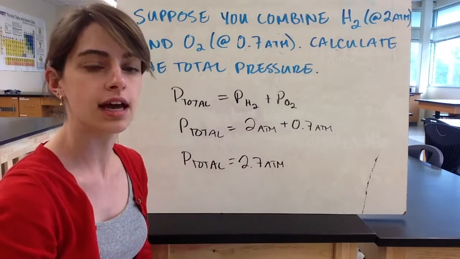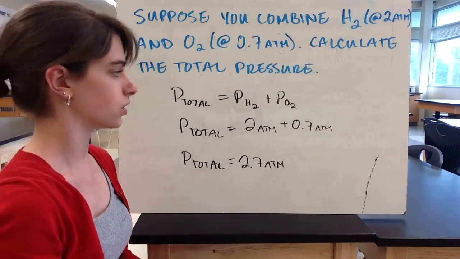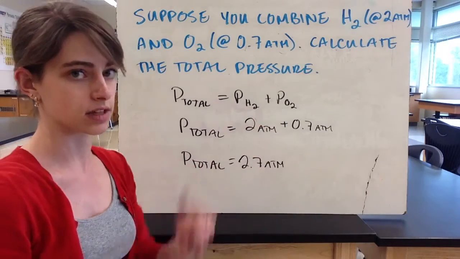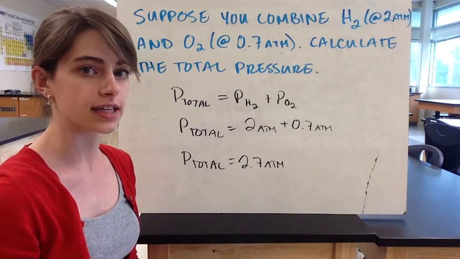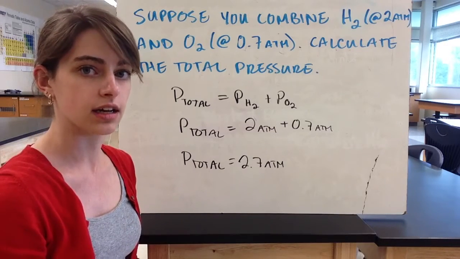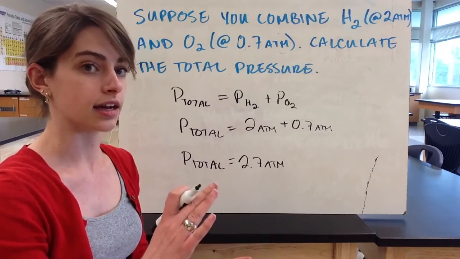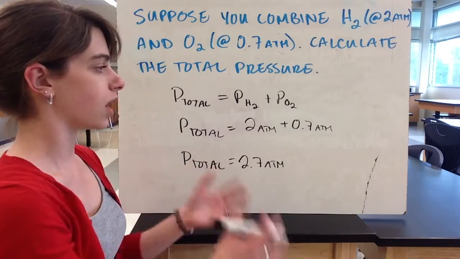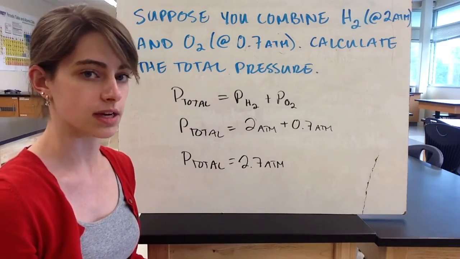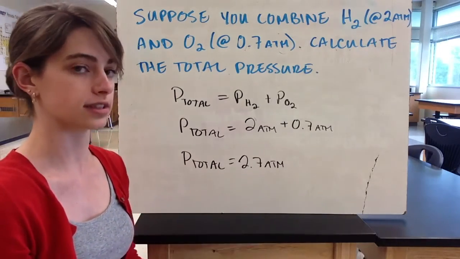See? Easy. It's important to note that the masses of the particles, so we know that oxygen is more massive than hydrogen, does not affect the pressure. That was never one of the factors involved in calculating pressure, just volume, temperature, and number of particles. So if we already know the pressure of each of them individually, we combine them together, the total pressure is just the sum of those 2.